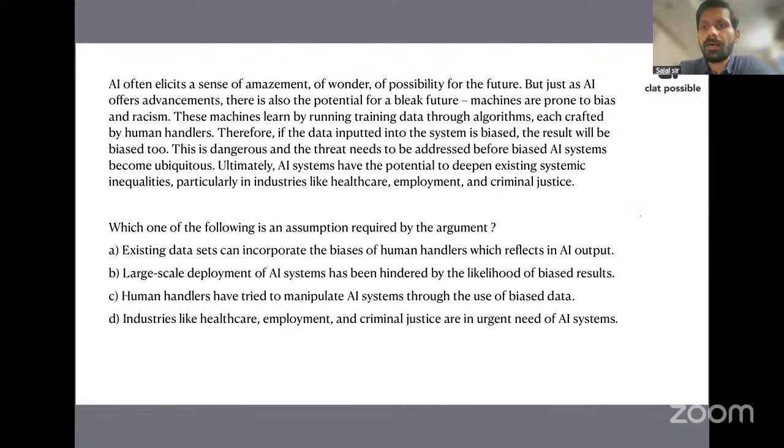Okay. So we were saying option A is necessary because if I deny this, I say existing data sets cannot incorporate the biases of human handlers, which reflects in AI output, then that entire argument collapses, right? So this is the basic requirement for the argument to hold. B says large scale deployment of AI systems has been hindered by the likelihood of biased results. Okay, no such point is made in the passage, so therefore this statement is not required for the argument.